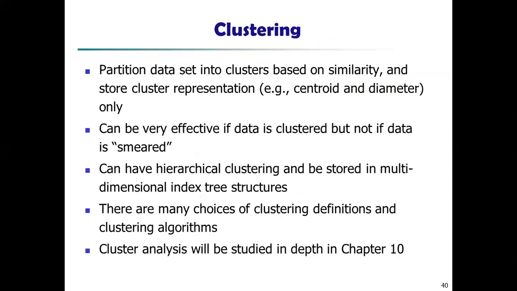The next one is clustering. Clustering partitions the data set into clusters based on similarity and stores the cluster representation, such as centroid and diameter. It can be very effective. Here in cluster analysis, all the data points are grouped, unlike the straight lines we represented in the previous methods.